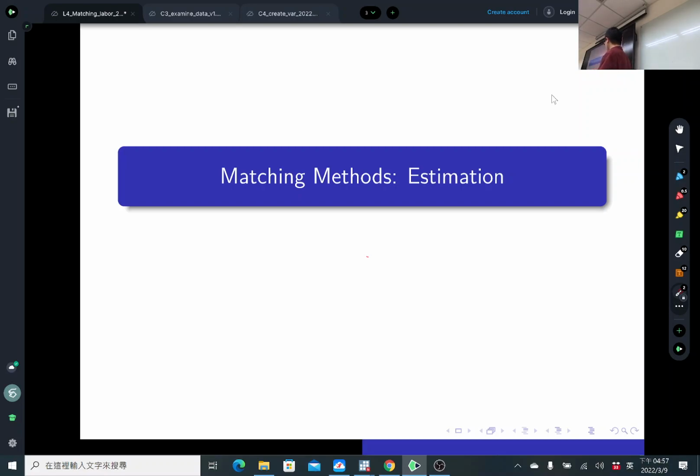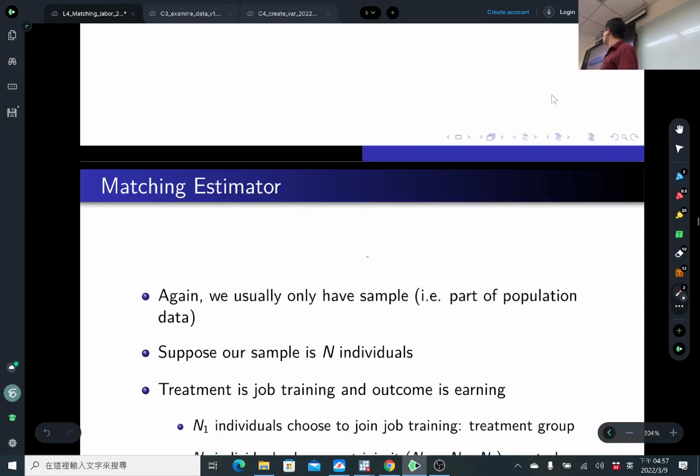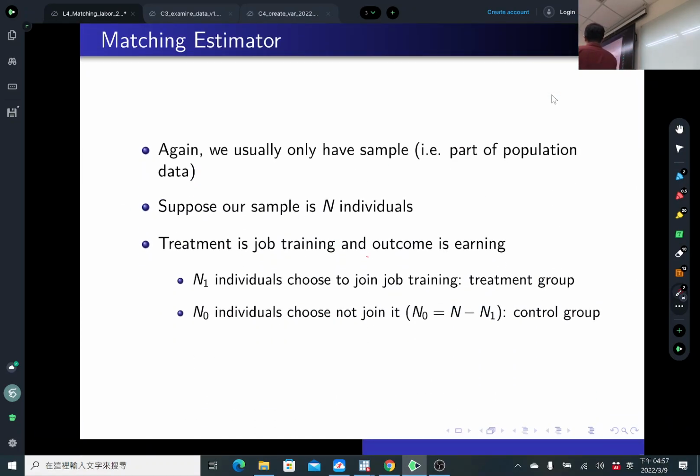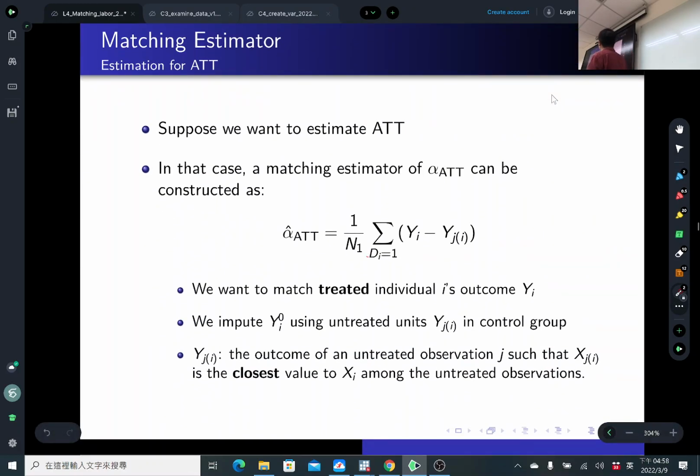Okay, so now we know what kind of causal effect we can use matching to identify. And next thing is how to estimate using the data or using our sample. So again, we usually only have sample that is part of the population. For example, we just have 1,000 individuals, and 500 join the job training program, and 500 do not join the job training program. So one is a treatment group and one is a control group. Right? And we want to know the effect of the job training program. So how can we do that practically?